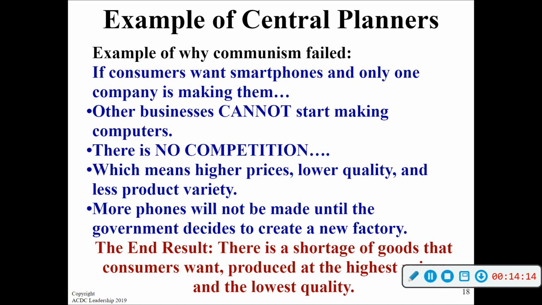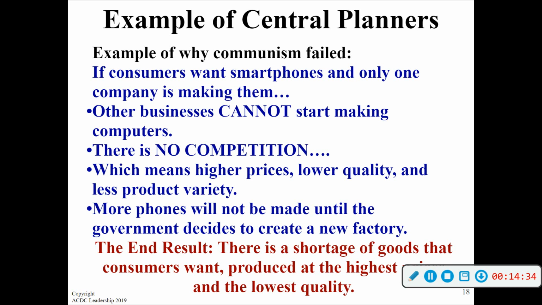Now remember, this is theory. This is concept. This is not absolutely how it works in the real world with this big dictatorship creating cell phones. But in theory, it's going to lower the quality, it's going to raise the price, it's going to decrease the variation of products in the market when there's no competition.